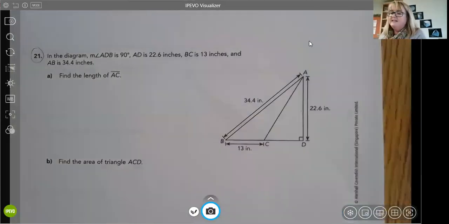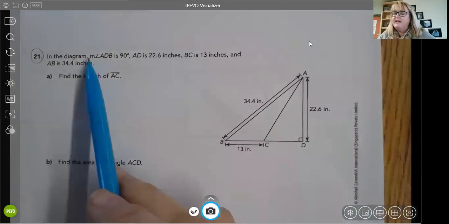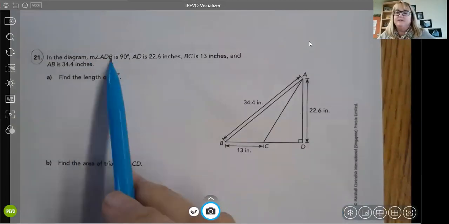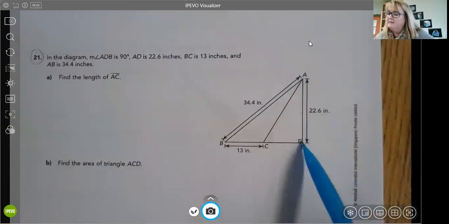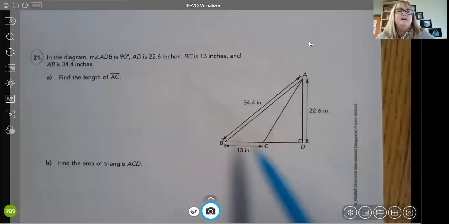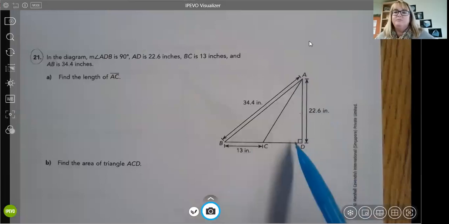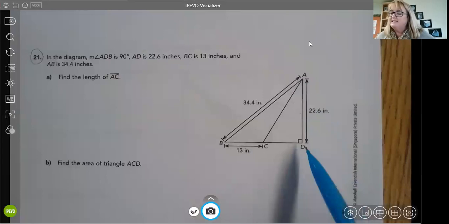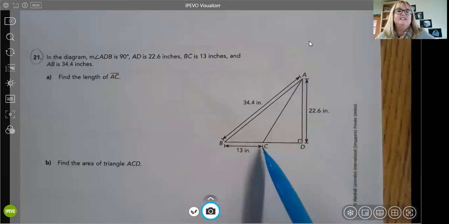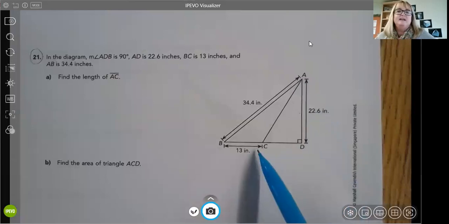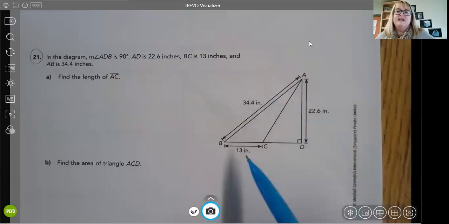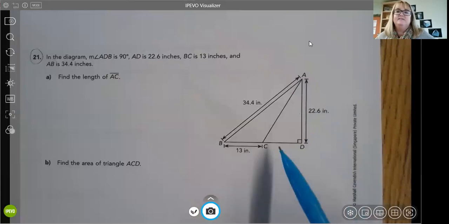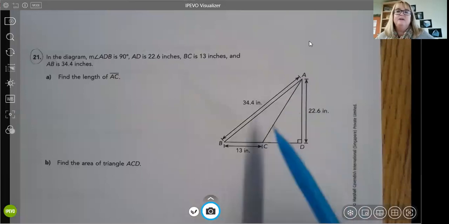21 says, in the diagram, the measure of angle ADB is 90 degrees. So here is A, D, B, 90 degrees. AD is 22.6 inches, BC is 13 inches, and AB is 34.4 inches. Find the length of AC.